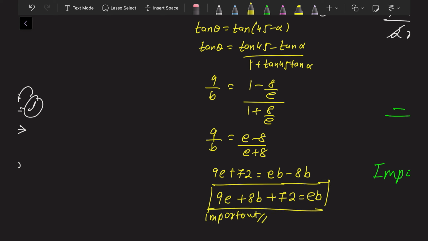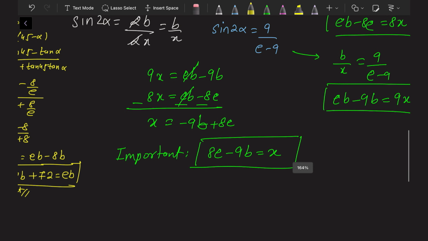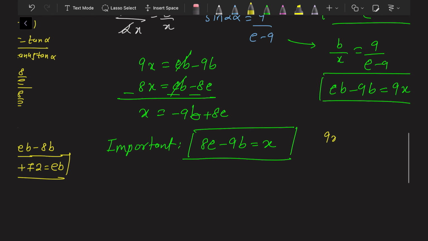Now as I told you, these two green equations that we have got, we are going to solve them twice. Let us do that. We were having 9x equals eb minus 9b, and we were having 8x equals eb minus 8e.